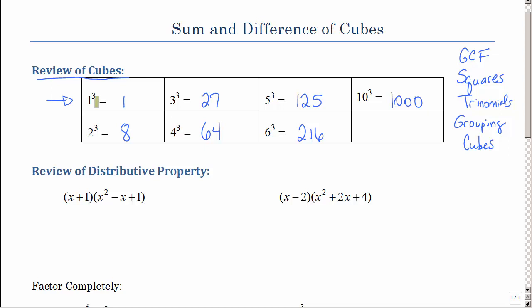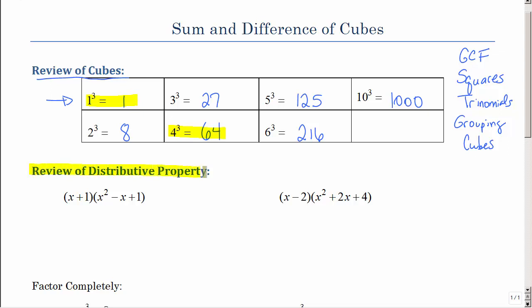Now I want you to pay attention to this one and this one. 1 is also on our square table, right? 1 times 1 is 1. And 64 is also 8 squared. It is also a perfect cube, 4 cubed. So you need to look at the other part of the problem to tell you, are you going to work it like squares or are you going to work it like cubes? And it's pretty obvious. Usually you have like x cubed instead of x squared.